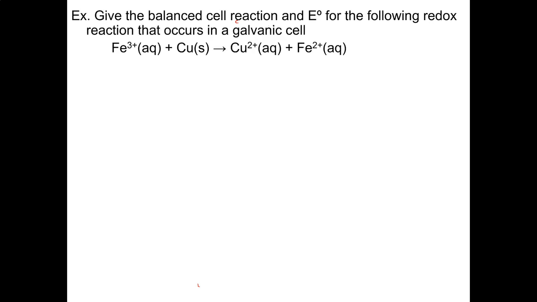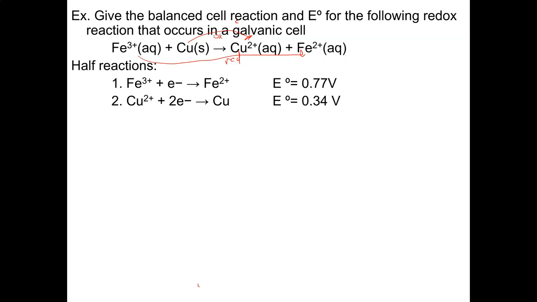Some examples of this. So give a balanced reaction and voltage for the following redox reaction that occurs in a galvanic cell. So here you could tell what's being oxidized and reduced really quickly. You can see it's a lot easier to do this for this kind of scenario because there's not a whole bunch of complications. 0 to positive 2, that's oxidation. 3 to 2, that's reduction. More positive, more negative, right? That's all you're shooting for.